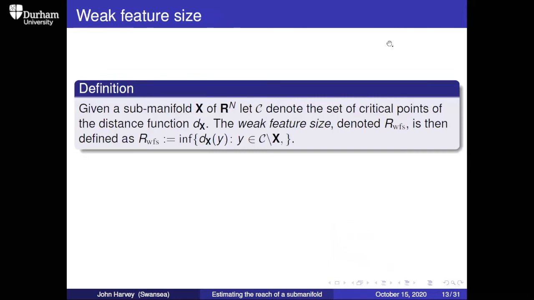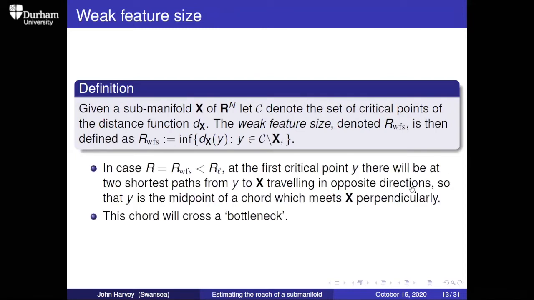So we'll use that to define the weak feature size. We say the weak feature size, look at all the critical points. So let curly C here be the set of critical points. Look at every critical point that isn't in X. If you're in X, you're always critical. And look at the one that is closest to the submanifold. And we say that distance is going to be the weak feature size.